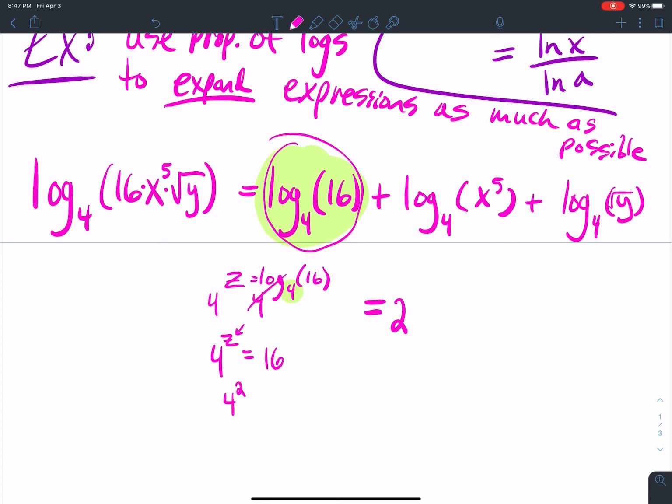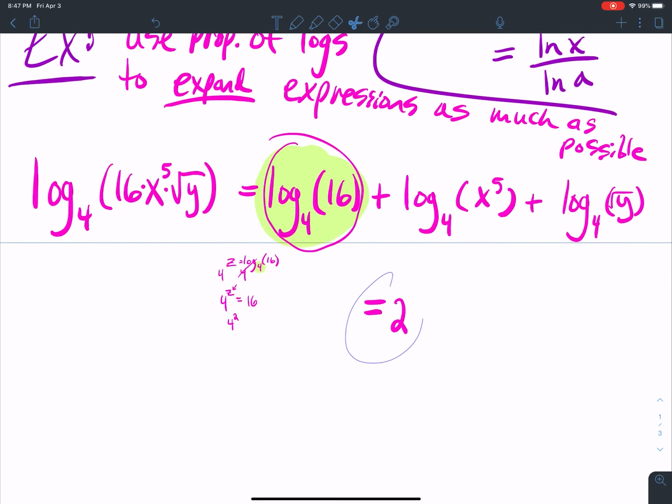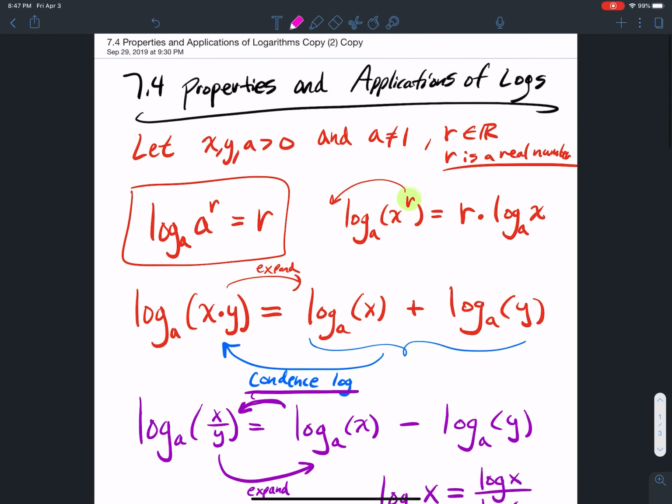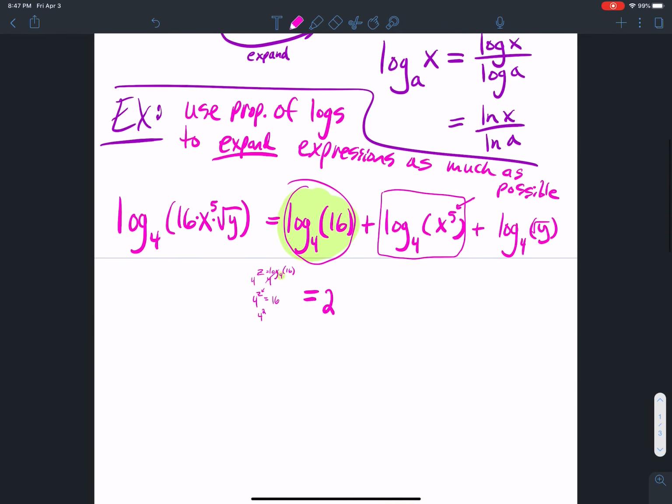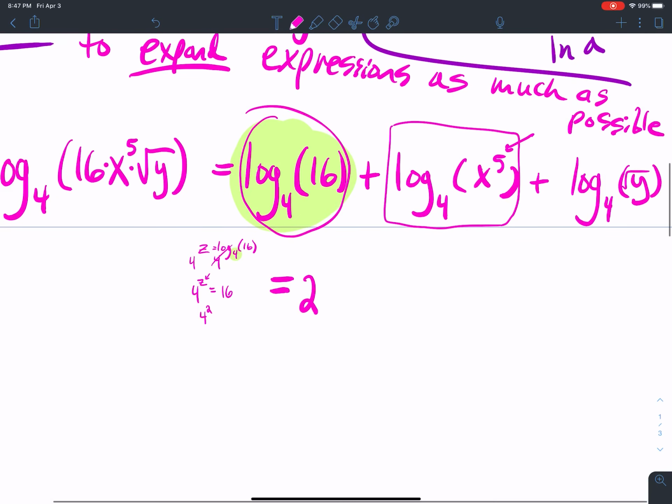Let me make this a little bit smaller so I have better room. That's just my little scratch work. So that equals 2. What can I do with this expression here? Well, remember we've got a power rule. The exponent comes out front. So let's bring the 5 out front. This is 5 times log base 4 of x.